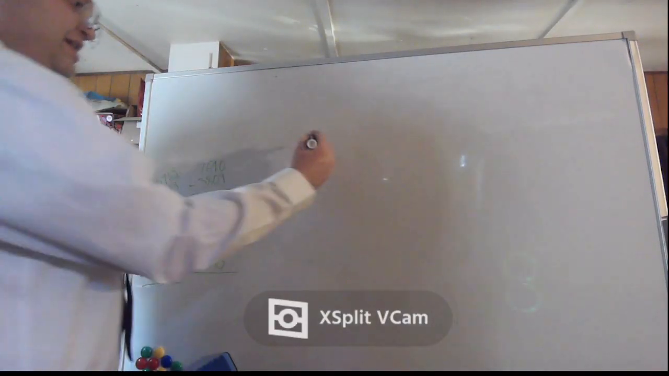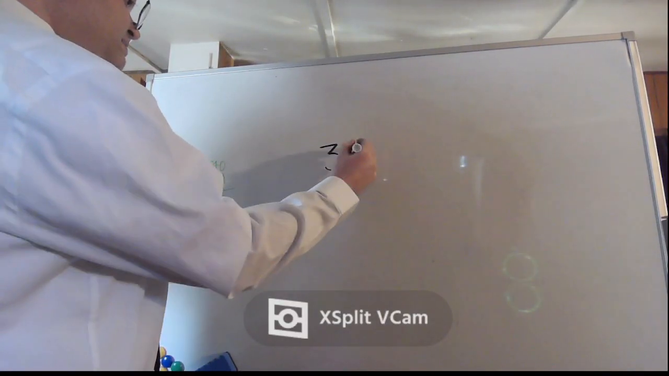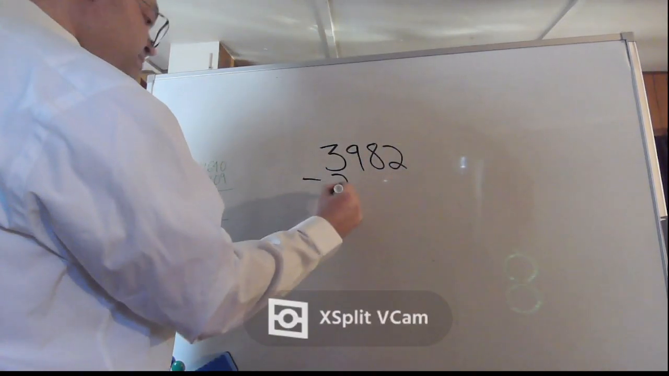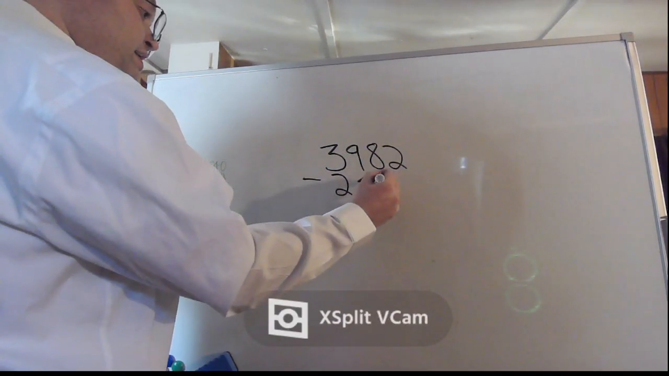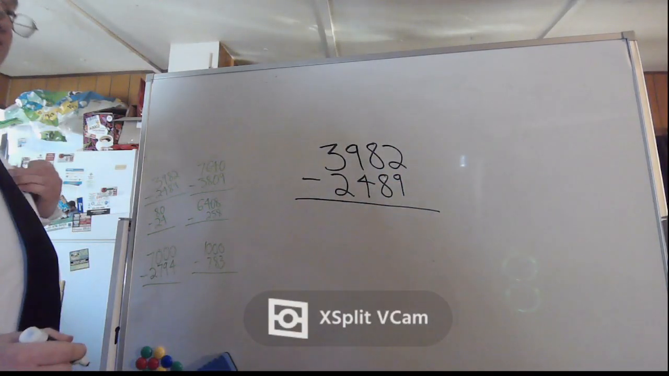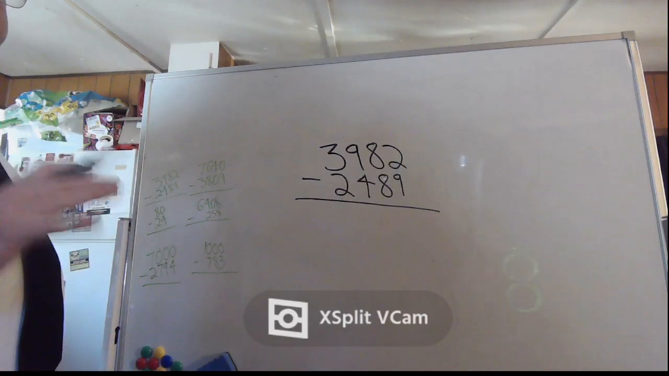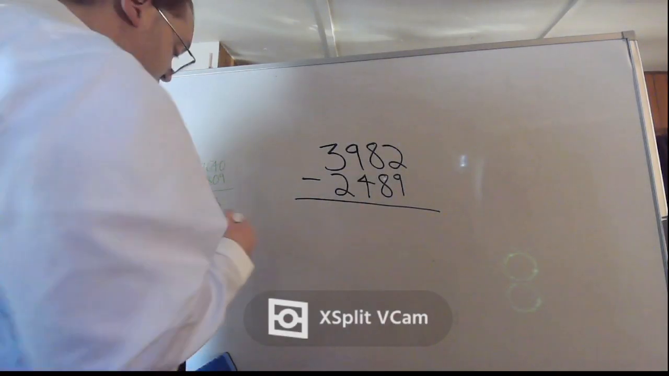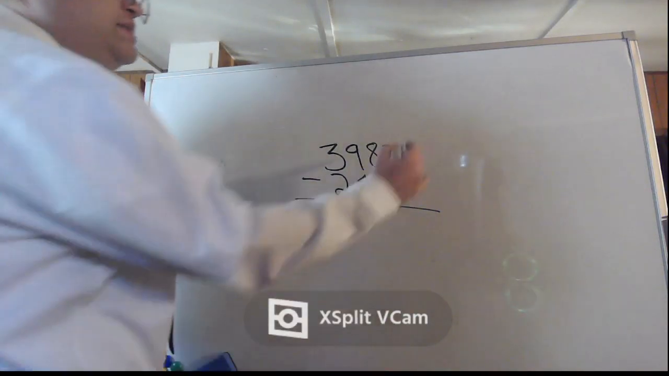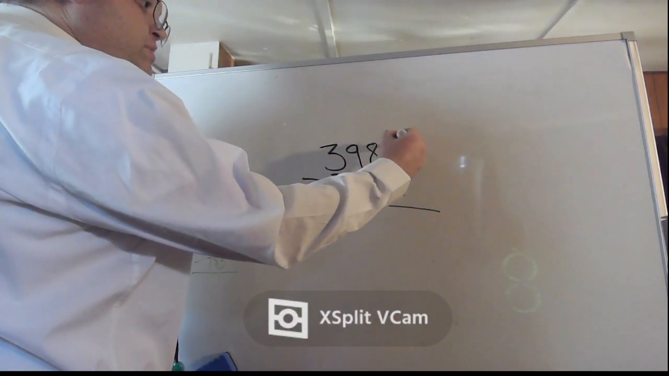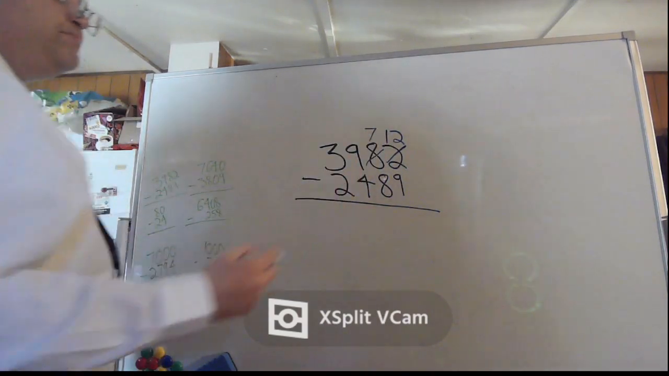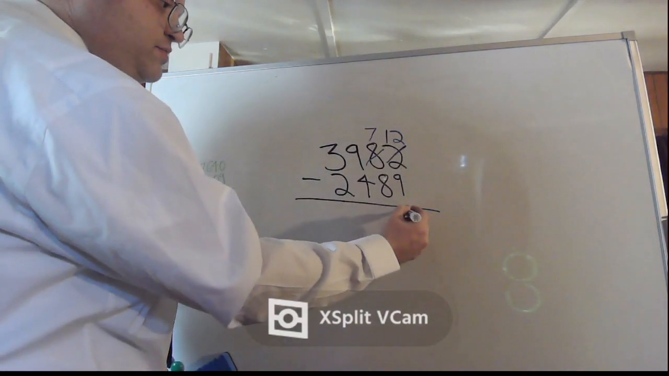Okay. We have 3,982 minus 2,489. So immediately we notice we have 2 minus 9 on the right. Again, doesn't work. We can't do 2 minus 9. We have to make that a 12, which means we've got to borrow 1 from the tens place, make that 8 a 7. So 12 minus 9 is 3.